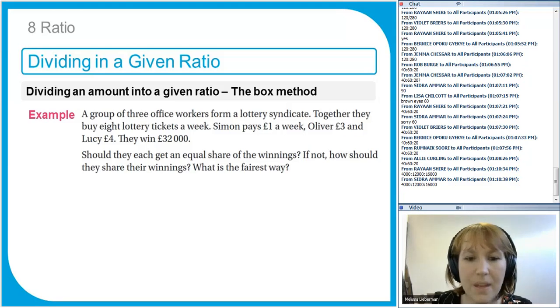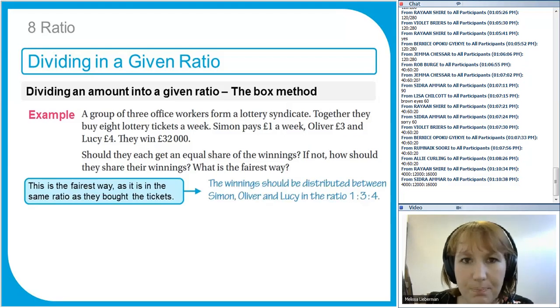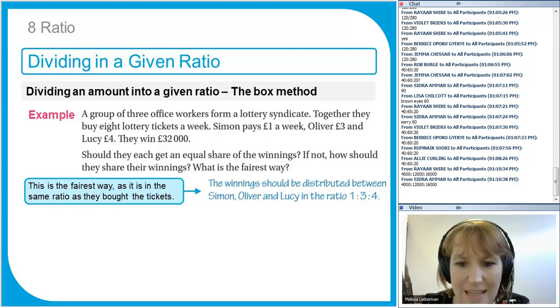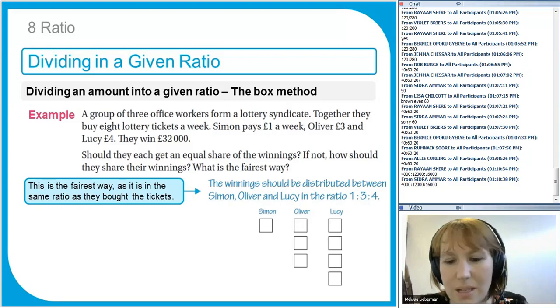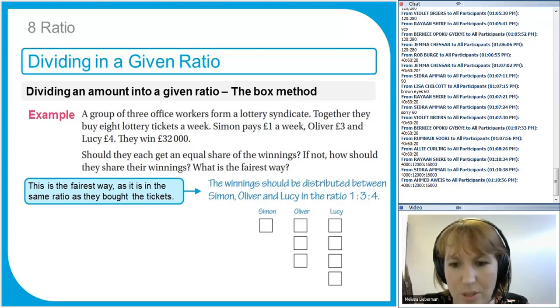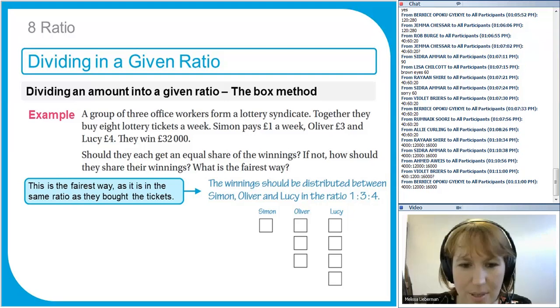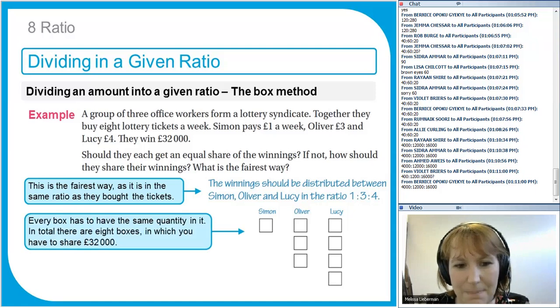So I'm going to draw a box for each of the shares that each of the people should get. So Simon has 1 box, Oliver has 3 boxes, and Lucy has 4 boxes. And I can see lots of correct answers coming up there on the screen, but let's just have a look at this visual way of representing it. And every box has to have the same amount in it. And there are 8 boxes altogether, and we have to share £32,000. So if we have to share £32,000 into each of these boxes, and there's 8 boxes altogether.